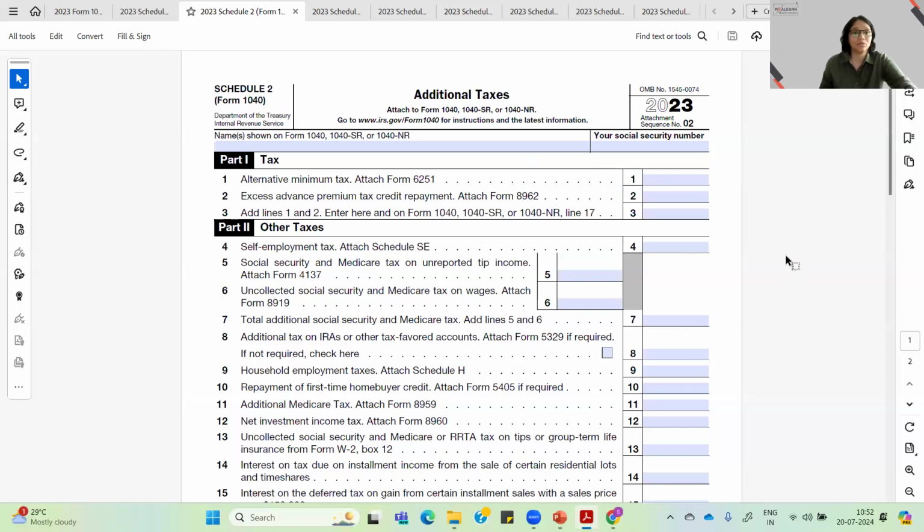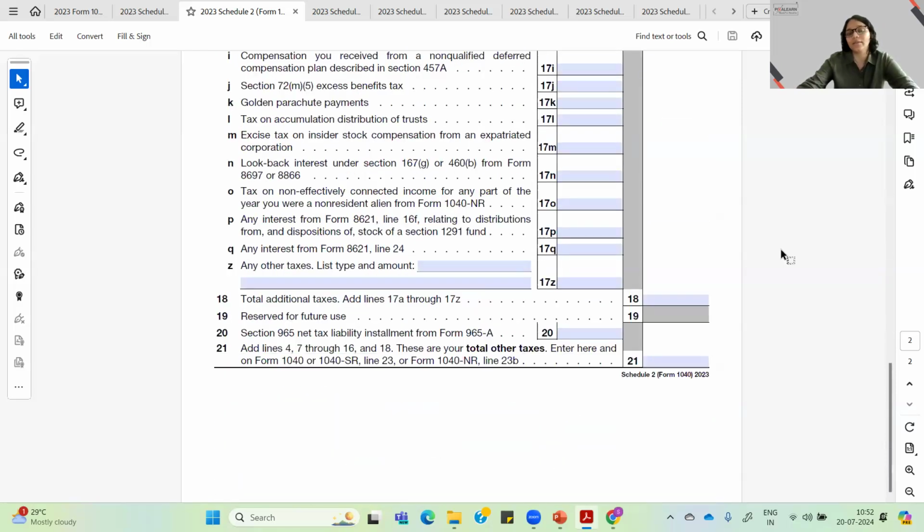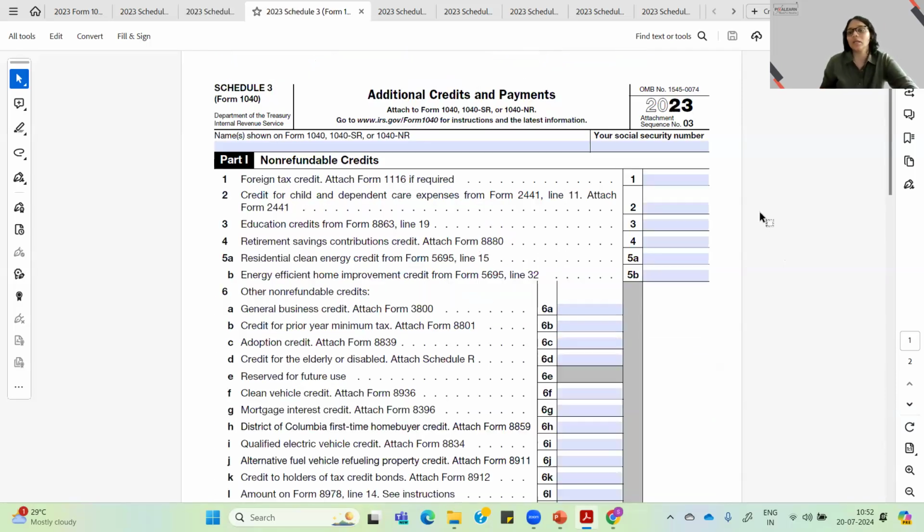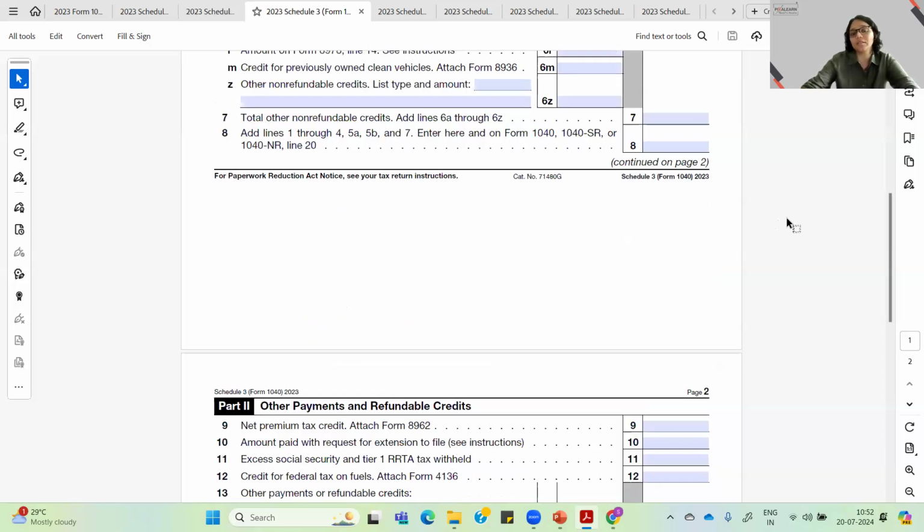This is your other taxes. You remember those 4 taxes: net investment income tax, FICA taxes, FUTA taxes, and household employee taxes. All of them come up here in Schedule 2. Okay, all the other taxes come here. And then we have Schedule 3, where you have all the credits coming in and the payment section coming in.